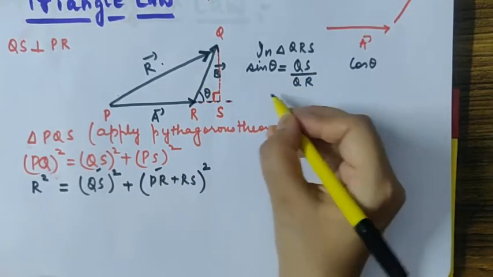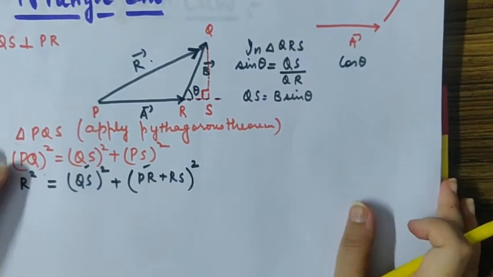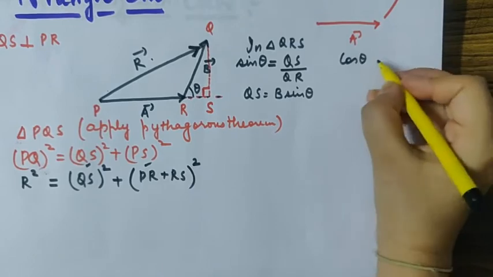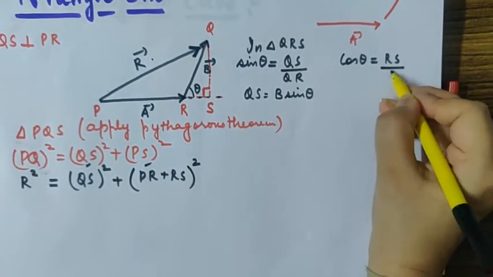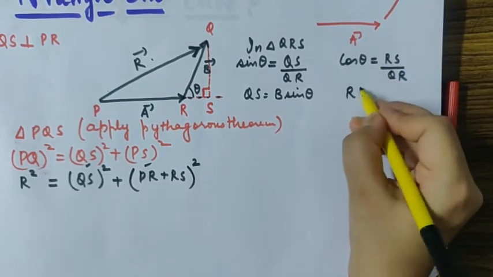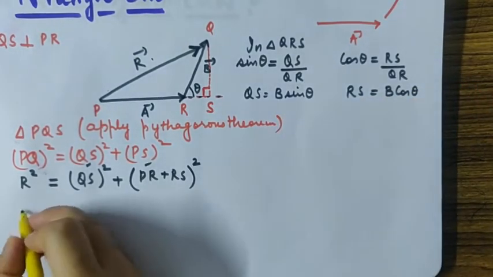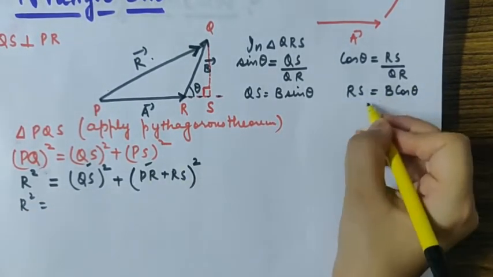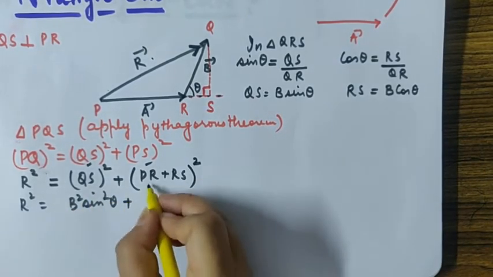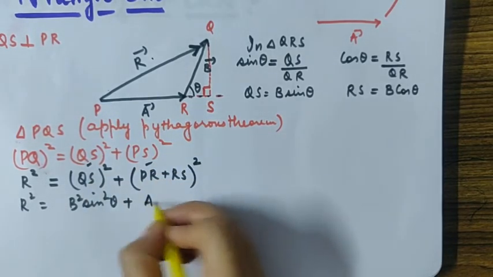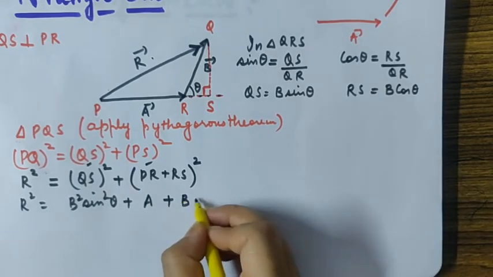QR is equal to B vector, so QS will be equal to B sine theta. Don't put a vector because we are just doing the magnitude portion. And coming to this one, cos theta will be base upon hypotenuse, this is QR, cross multiplying RS meaning B cos theta. Just put these two values here. R square is equal to QS is B sine theta, so it will be B square sine square theta, plus PR is A vector, A only, vector we will not be writing. RS is B cos theta.